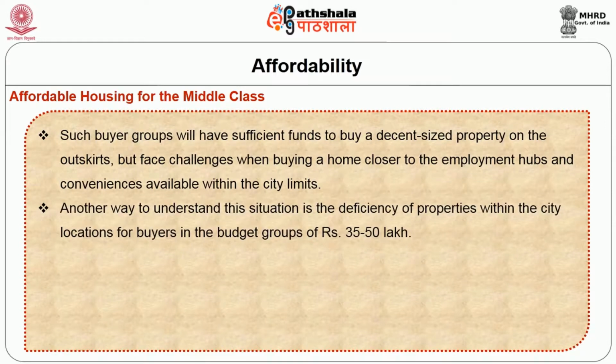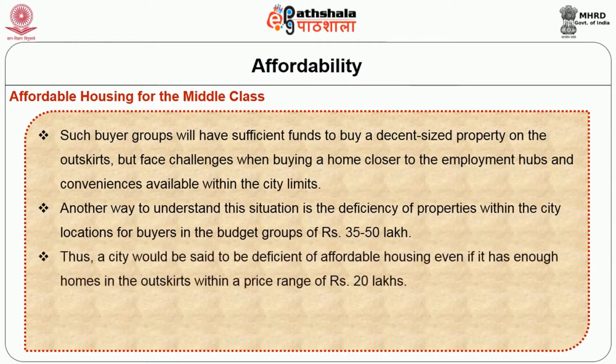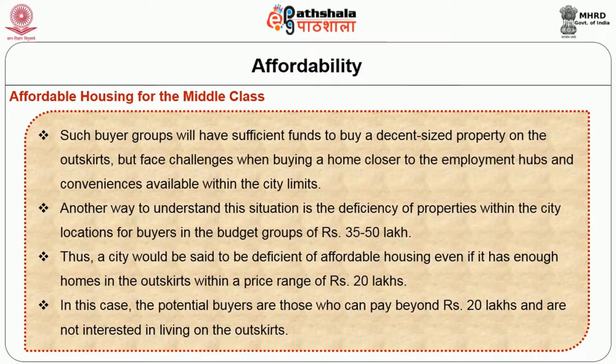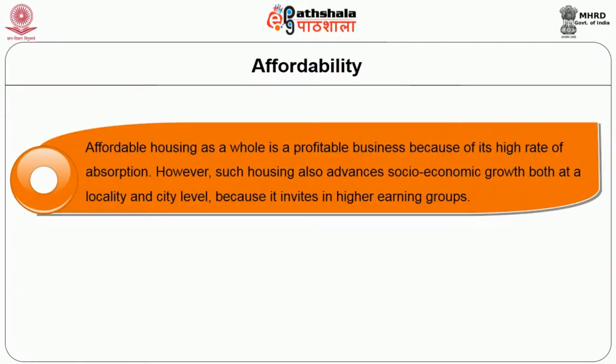Another way to understand this situation is the deficiency of properties within the city locations for buyers in the budget group of 35 to 50 lakhs. Thus, a city would be said to be deficient of affordable outskirts within a price range of rupees 20 lakhs. In this case, the potential buyers who can pay beyond rupees 20 lakhs are not interested in living on the outskirts. Affordable housing as a whole is a profitable business because of its high rate of absorption.